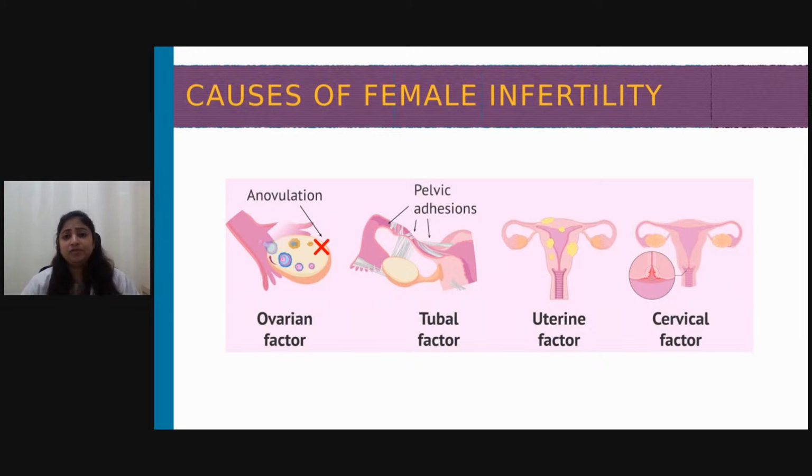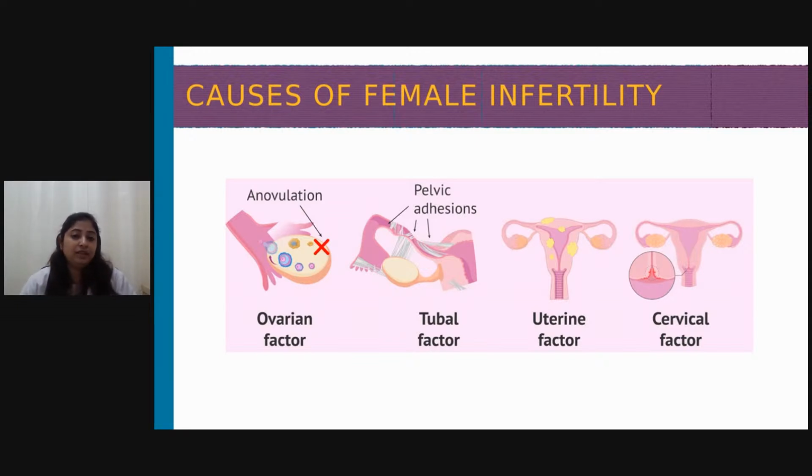For any reason, tubes can get blocked. Tubes are just like a water pipe: if it is blocked, the water will not travel, or if there is any kinking in the way, the water will also not travel. The same way, if there is any kinking or distortion of the anatomy of the tube, in that condition also it can lead to infertility. So the tubal factor forms one of the factors, and another is the uterine factor.